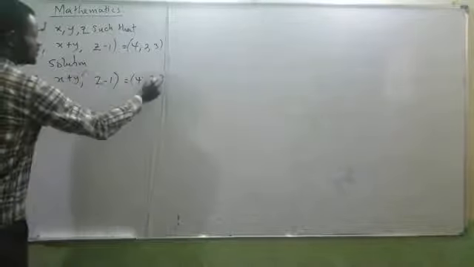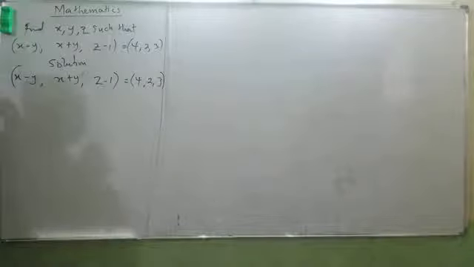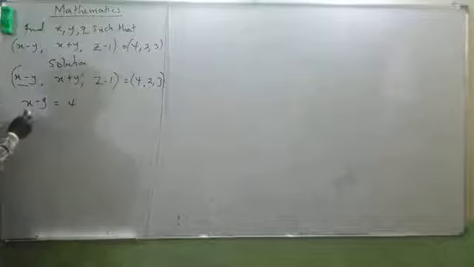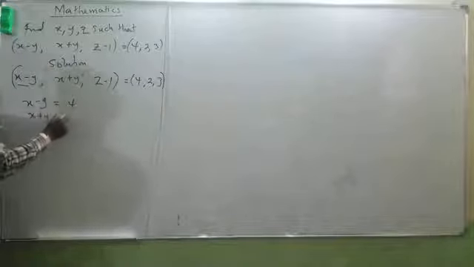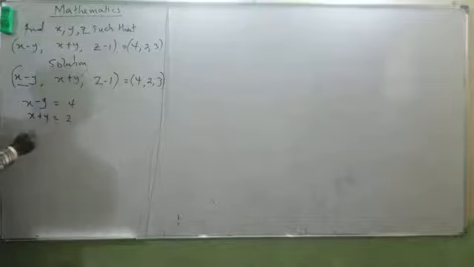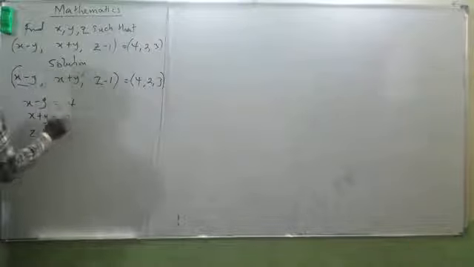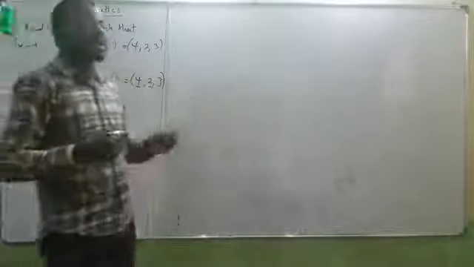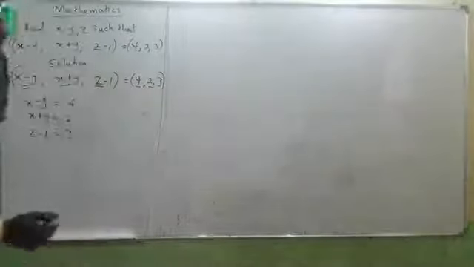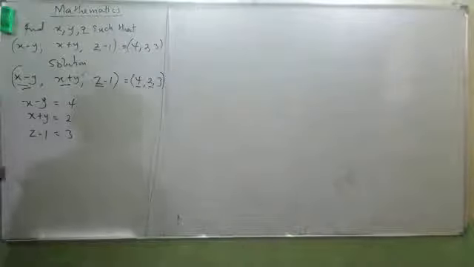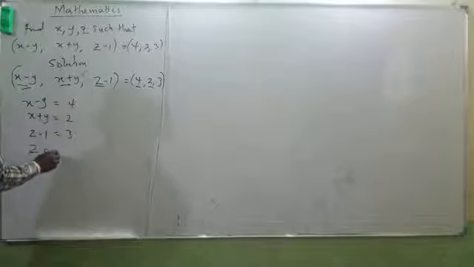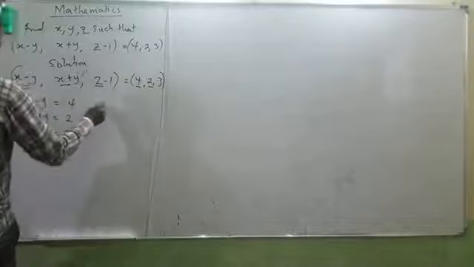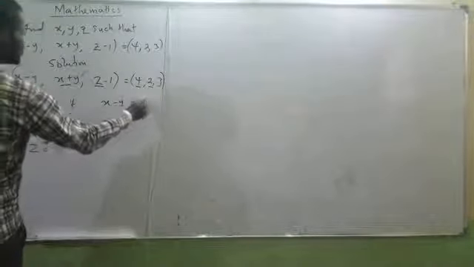Now, listen to me. At this point, you compare: x minus y equals 4, x plus y equals 2, and z minus 1 equals 3. This marries this, this marries this, this marries this. When you are talking about vectors, you can compare like this. So z equals 4, there's no problem. Now I can say that x minus y equals 4.